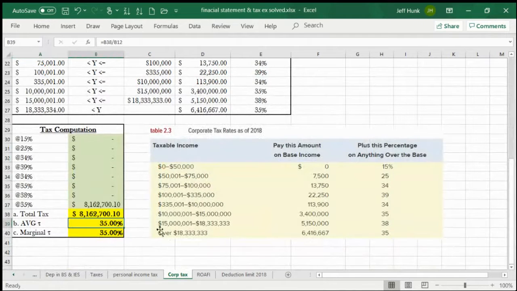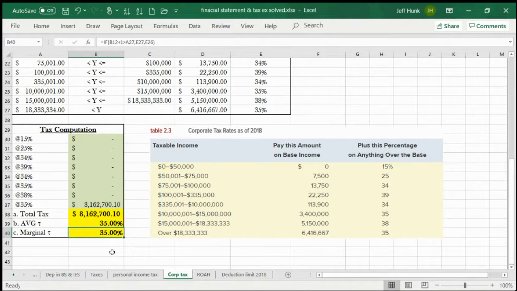So we know what average tax rate is. So now we divide this by our taxable income, which is in B12. We get 35%, right? And we were anyway in the 35% tax bracket, right?